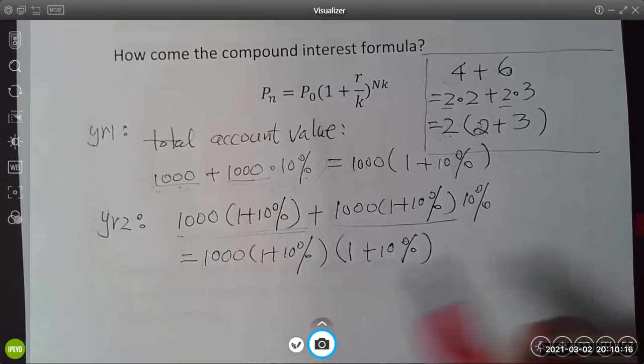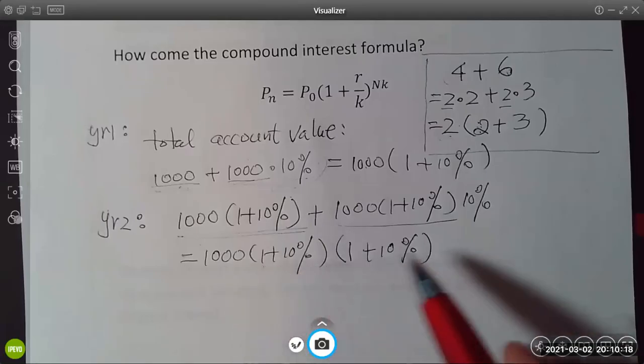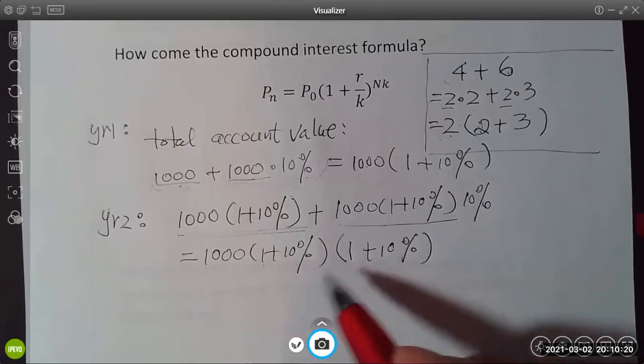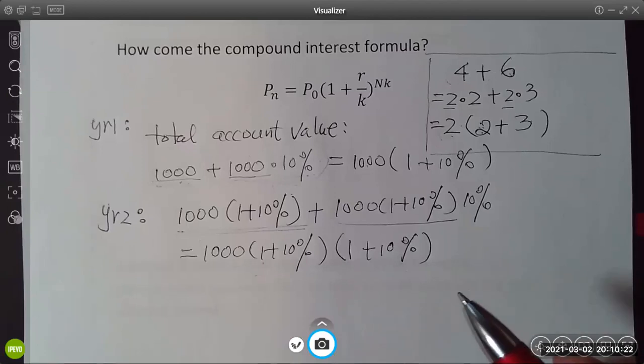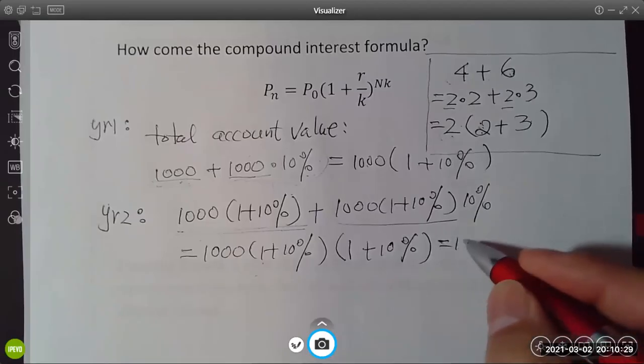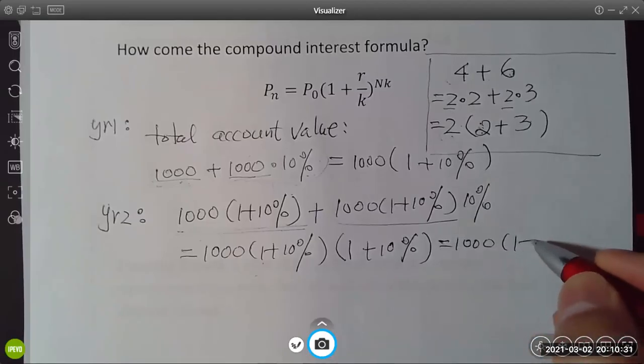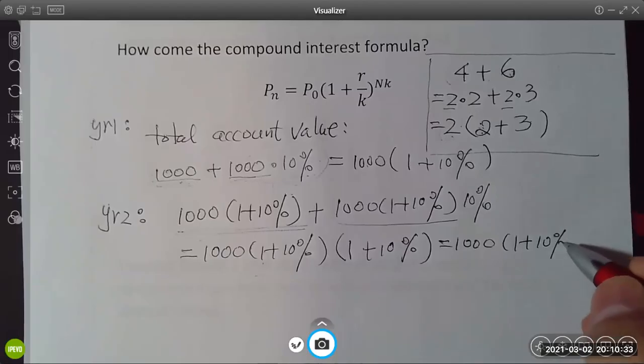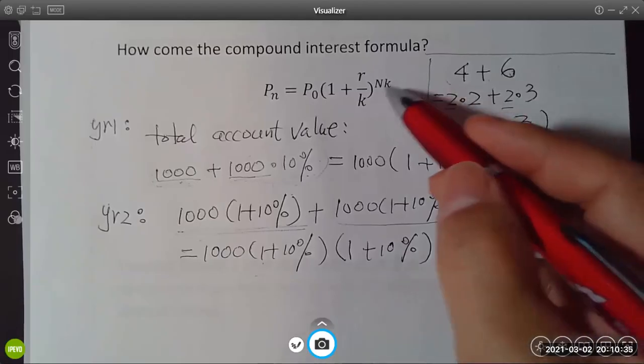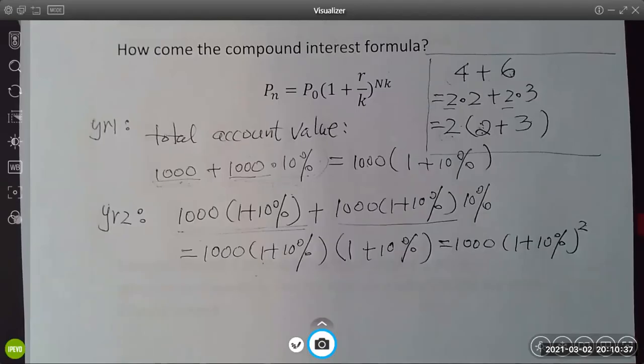Now take a look. We have 2 parentheses which are exactly the same. This is like something multiplied by itself. So how do we write that? Something multiplied by itself is called a square, right? So this one can be written as 1000 times 1 plus 10% squared. We get something in here.